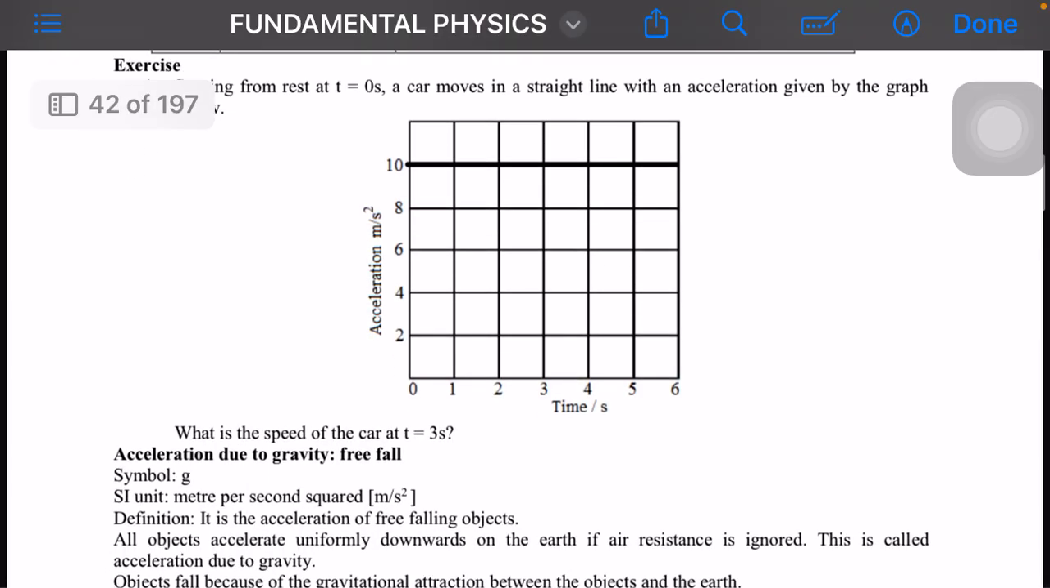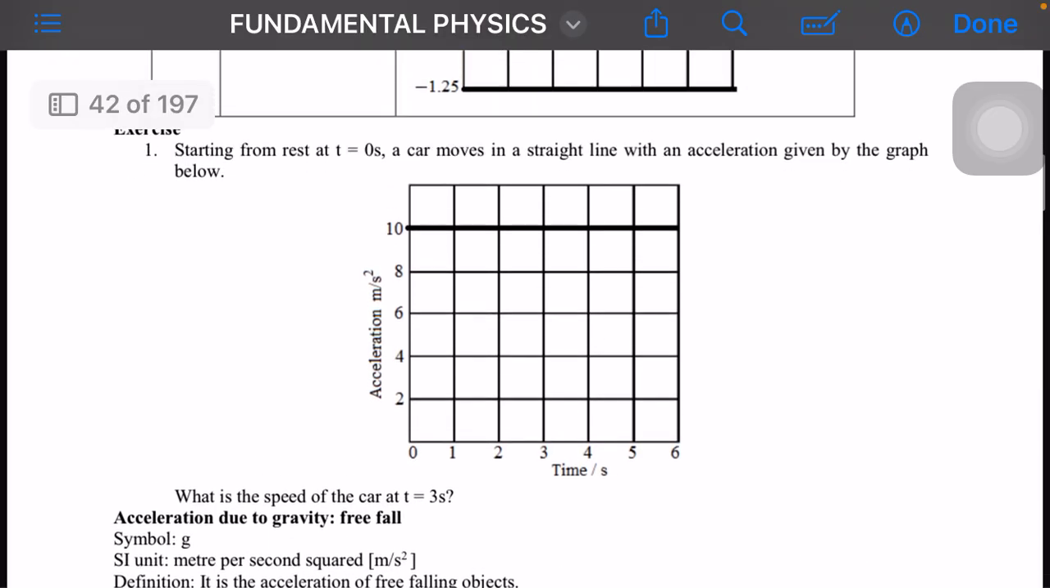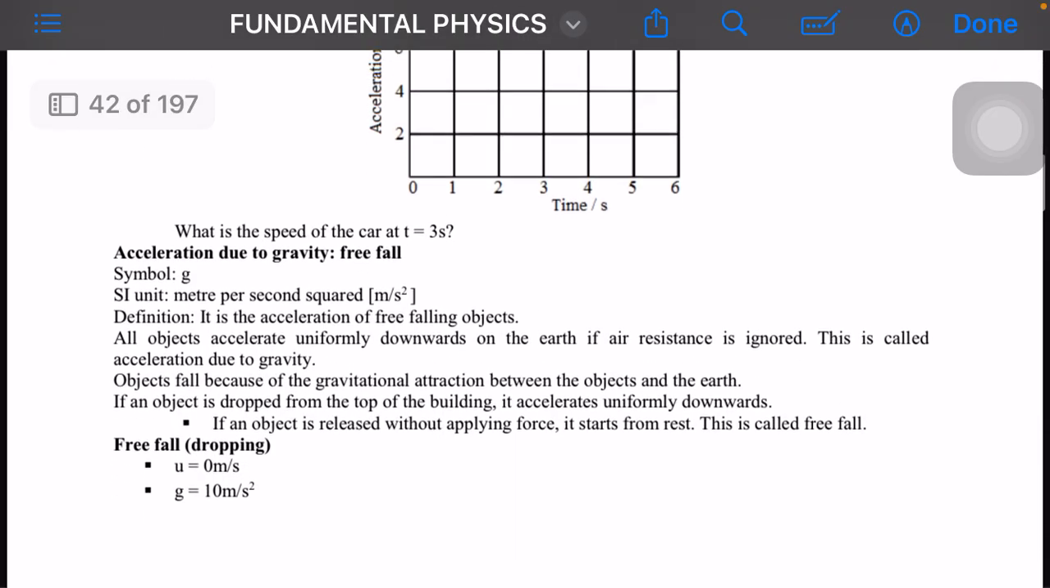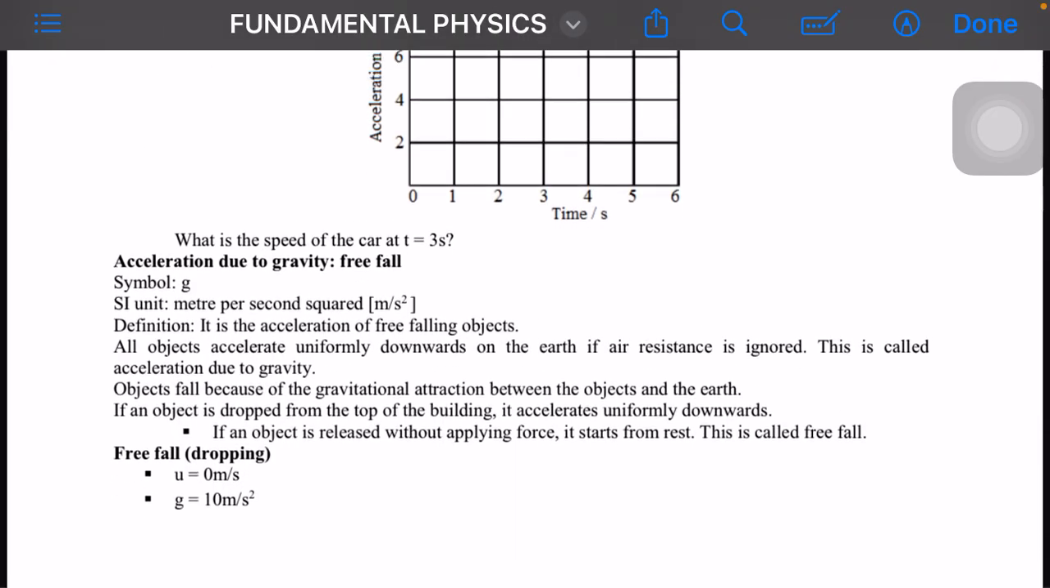The exercise, you can attempt this question. Okay, so in our next video, we're going to look at acceleration due to gravity, in other words, free fall.